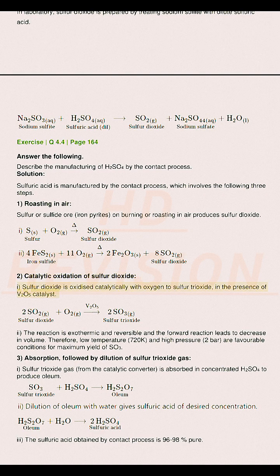Sulfur dioxide is oxidized catalytically with oxygen to sulfur trioxide, in the presence of V2O5 catalyst. The reaction is exothermic and reversible, and the forward reaction leads to decrease in volume. Therefore, low temperature, 720 K, and high pressure, 2 bars, are favorable conditions for maximum yield of SO3. 3. Absorption, followed by dilution of sulfur trioxide gas. Sulfur trioxide gas, from the catalytic converter, is absorbed in concentrated H2SO4 to produce oleum. The sulfuric acid obtained by contact process is 96 to 98% pure.